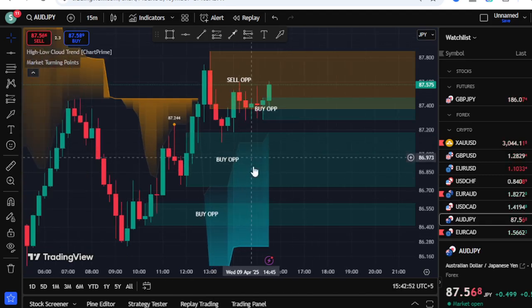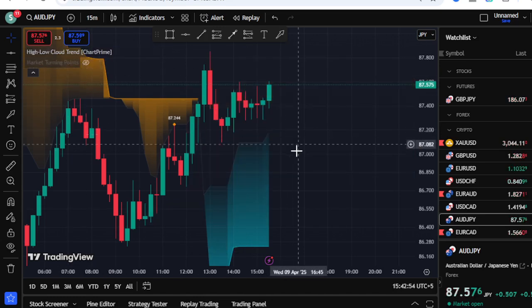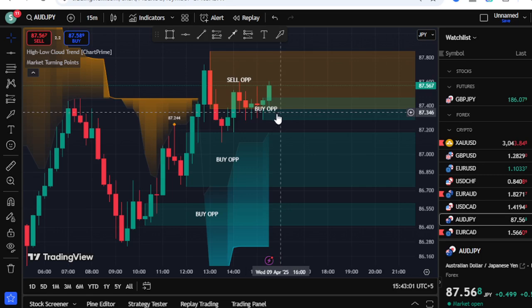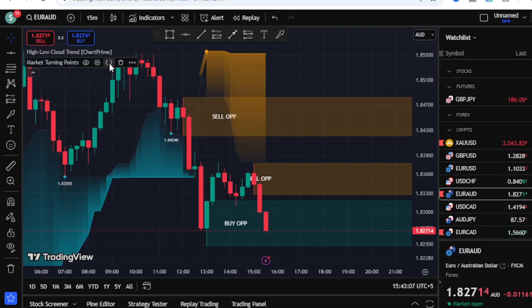Okay, so the cloud is blue. Just look at this. If I hide the market turning points, my private indicator, now you can see the cloud is blue. And if I do this, now you can see you have the buying opportunity right now. Go for that trade. So this is how it works. So just use any levels indicator.